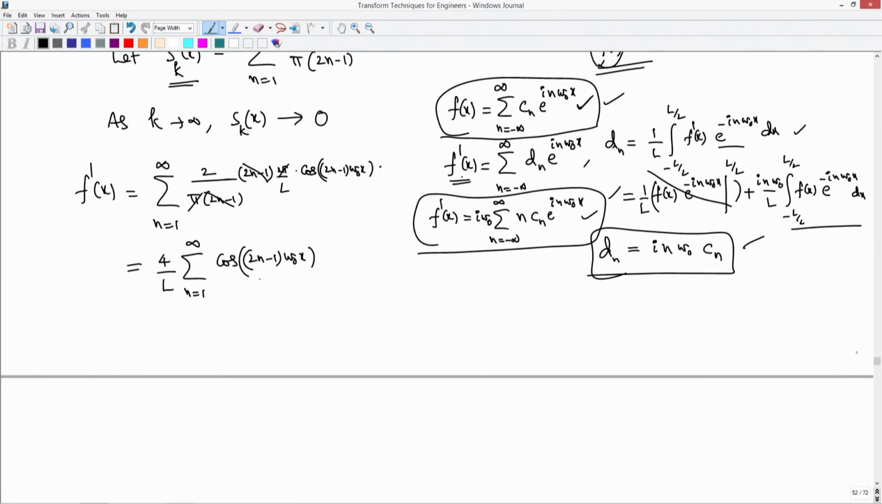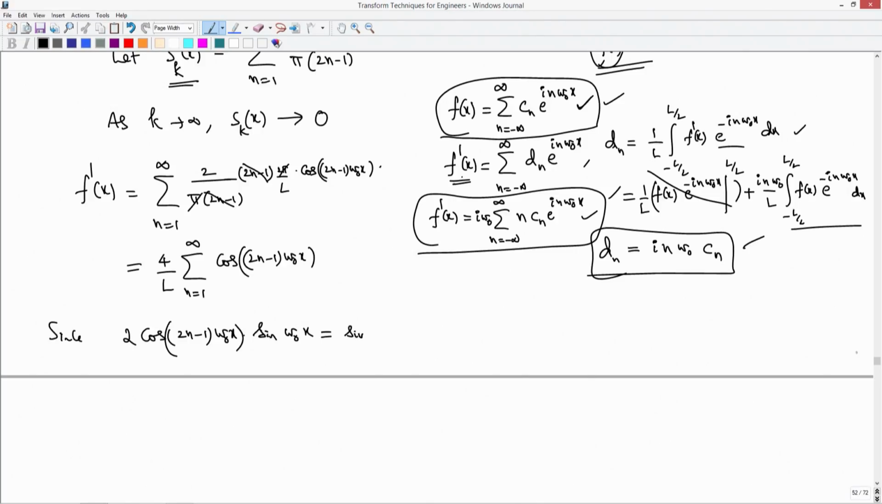Now you can rewrite this cosine. So I use cos (2n minus 1) w naught x into sin w naught x, 2 times of this. This is equal to sin sum plus sin difference: 2 sin A cos B is sin (A plus B) plus sin (A minus B). That is what I am going to use here.